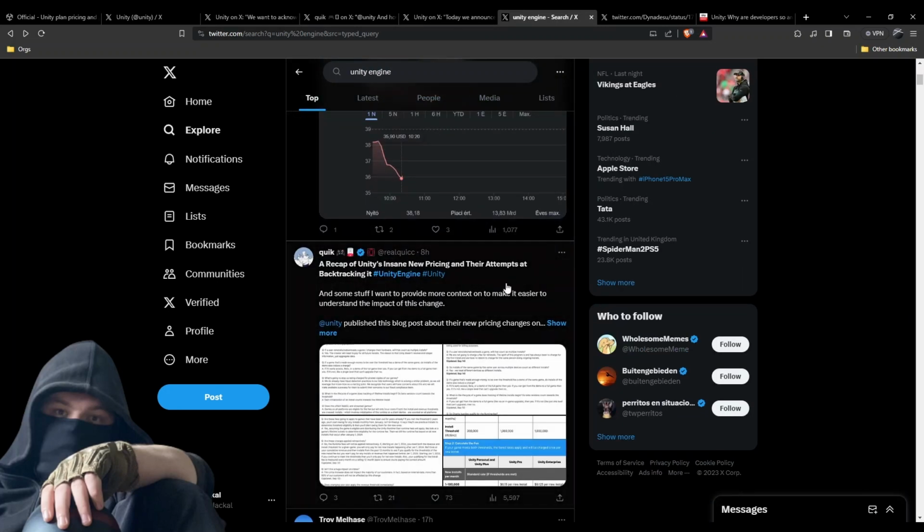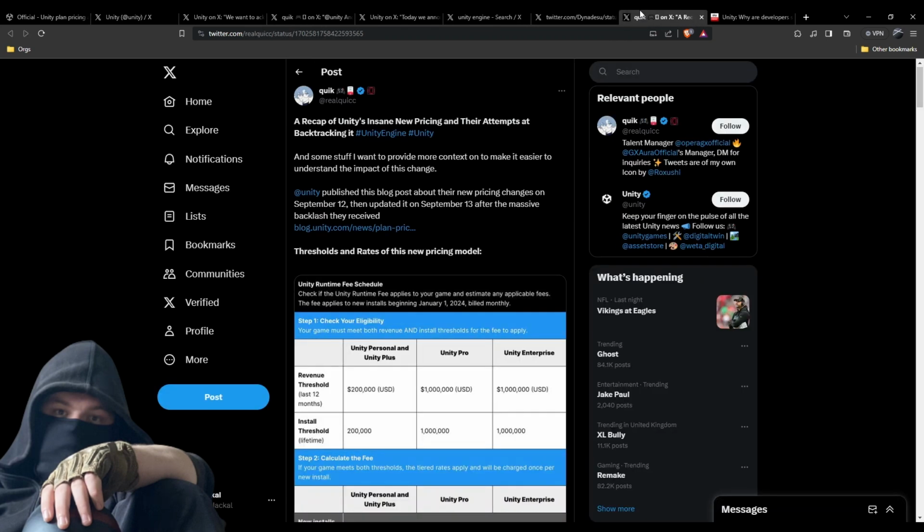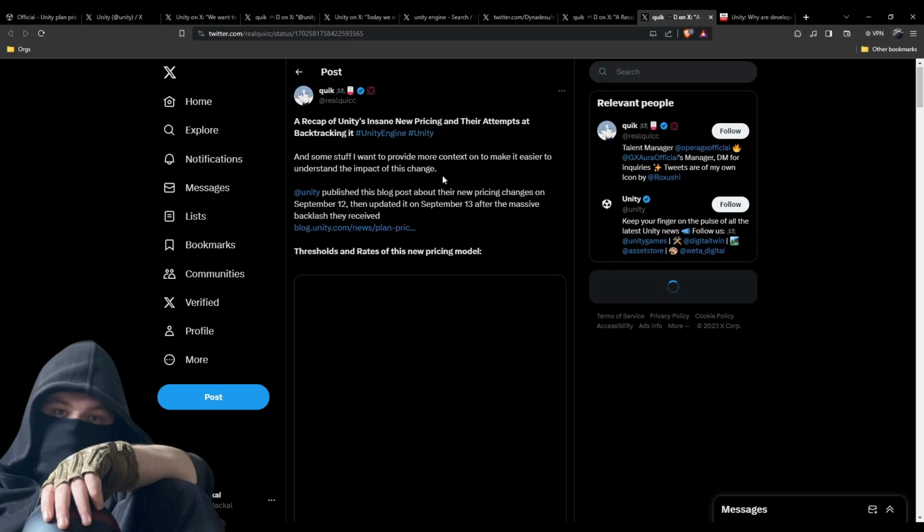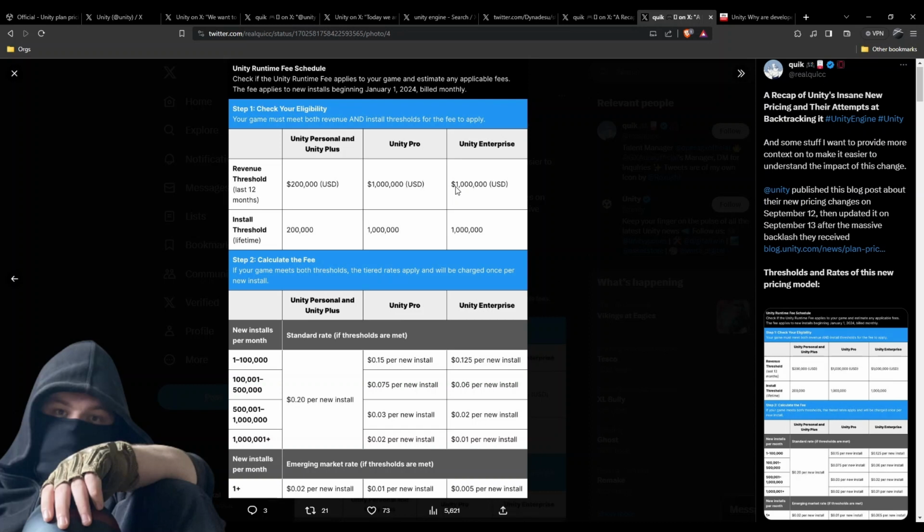Recap of it. Oh my God, quick here with the real stuff. I'll link this in the description. This is the information we need. So the runtime fee, oh my God, this makes my stomach turn. 20 cents per install. Look at that, absolute bollocks. And then for Unity Pro it's 15, and for Unity Enterprise it's like 12 or 10. I hate it when they decimalize shit. So that's 12 cents, and obviously it scales with thresholds and whatnot.